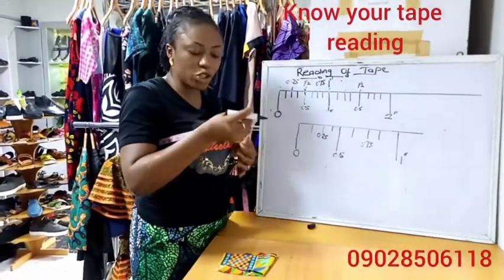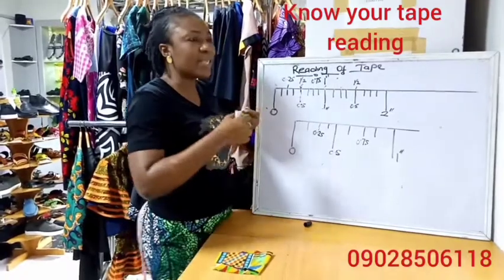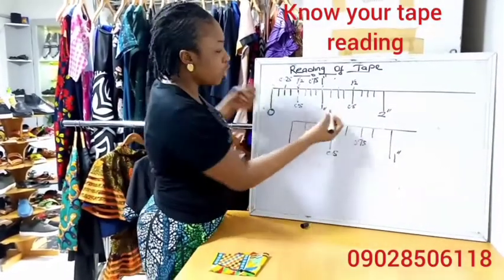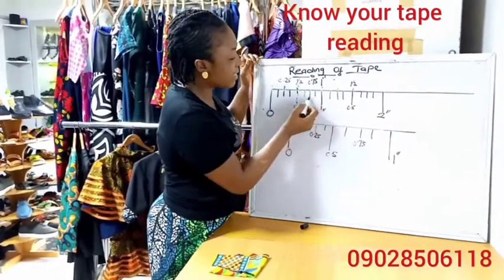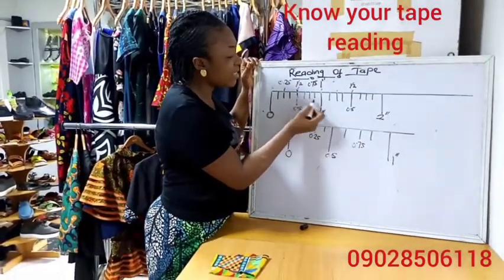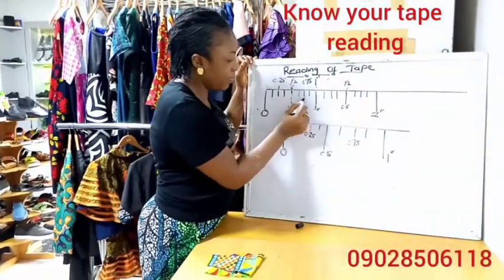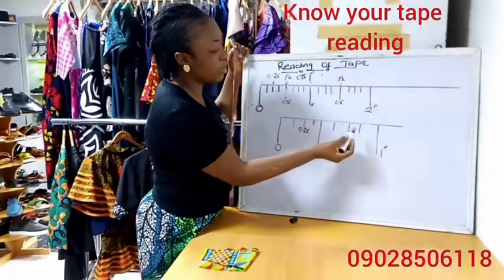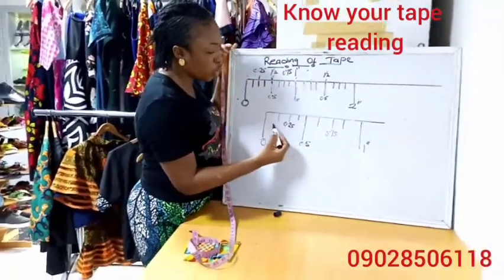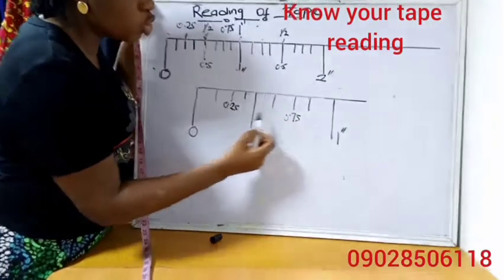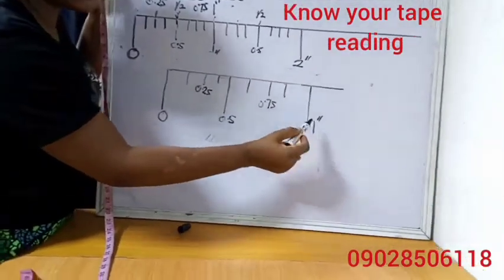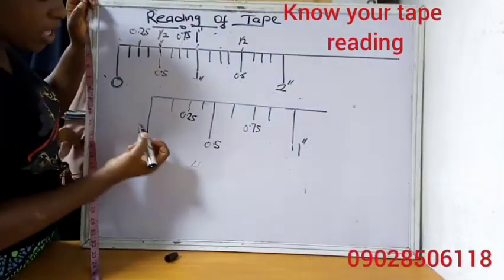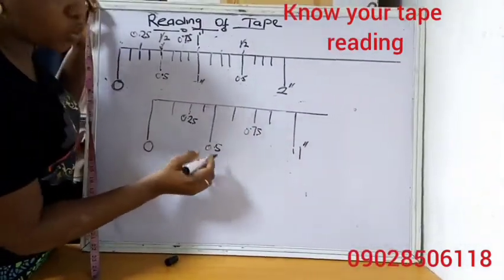Then if you are measuring and your tape stopped at, say, 40 inches, and then your tape is on the 6th line, that means your measurement is 40.75. So if you get your tape, you will understand just by looking at it. If you are able to read your tape from 0 to 1 inch properly, it means that you can actually read all your tape. So I hope this will help you.